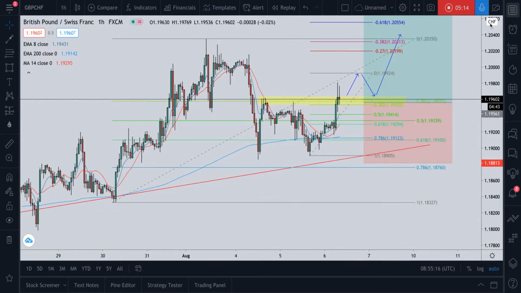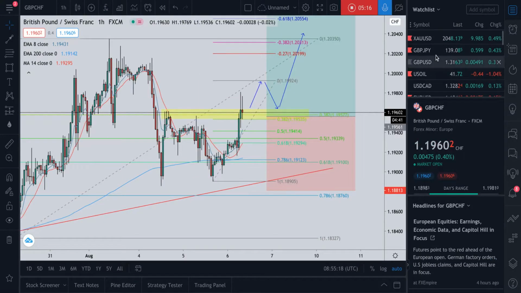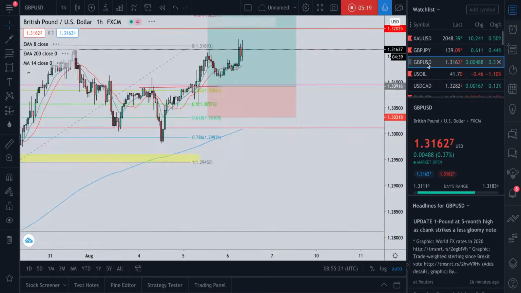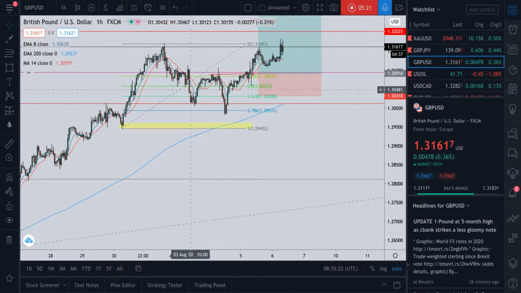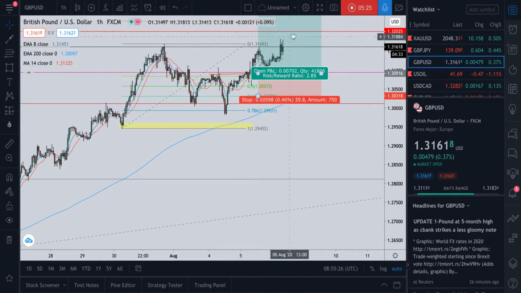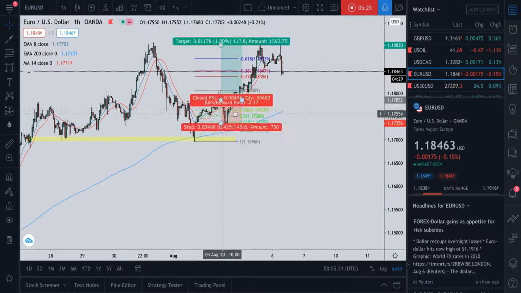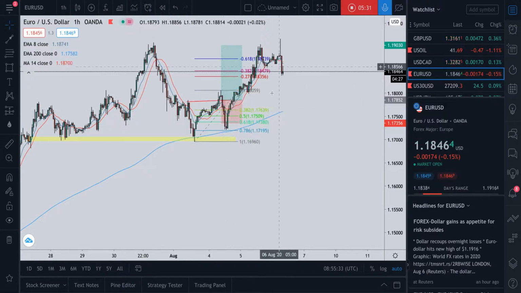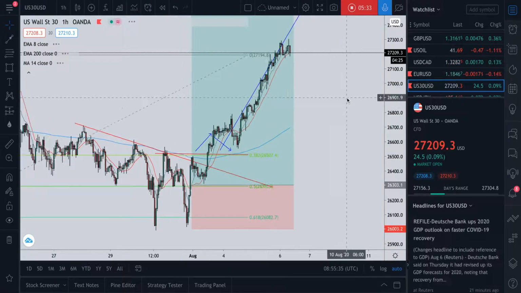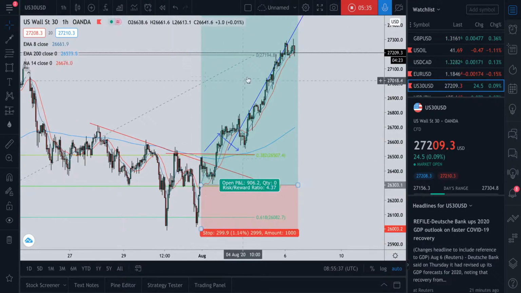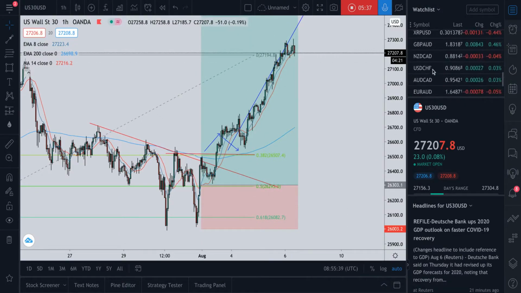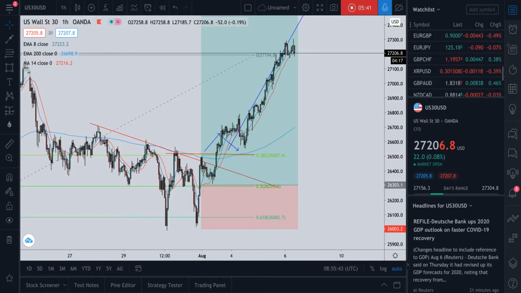And I'll show you why this structure is the same. It was the same structure as GBP USD. You see this one, double bottom, break of structure, then we went to the upside. It's the same also as EUR USD: double bottom, we got a fake out here, then to the upside. USD is the same, like you see here, double bottom to the upside. So this is the same as the one you're seeing in GBP CHF.